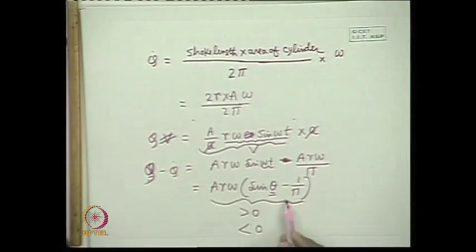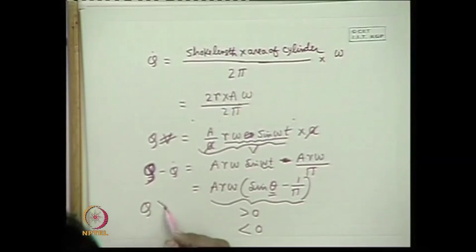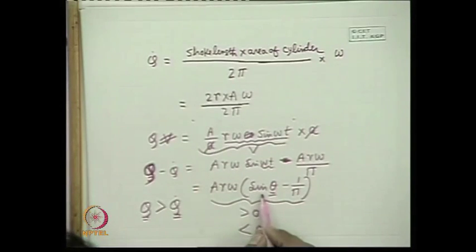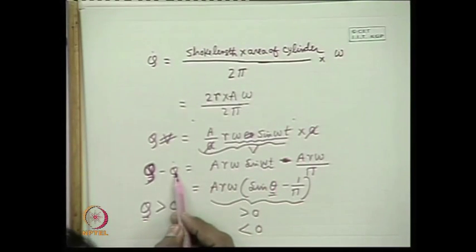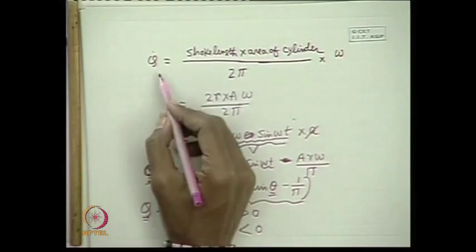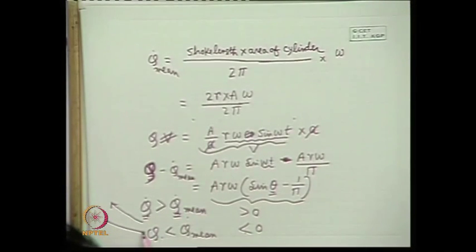Okay. So, when it is greater than 0, the instantaneous flow is more than the mean flow. That means Q dot is greater than Q dot mean, the actual flow is more than the mean flow, so the water flows to the air vessel. This is the mean, you write Q dot mean, otherwise it is difficult. When it is less than 0, Q dot is less than Q dot mean. That means the water comes from the air vessel.